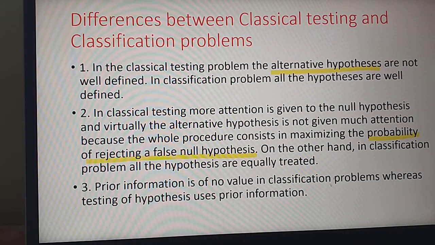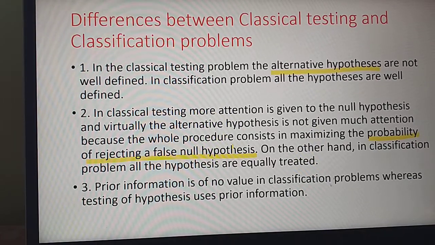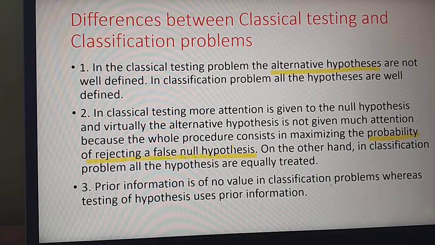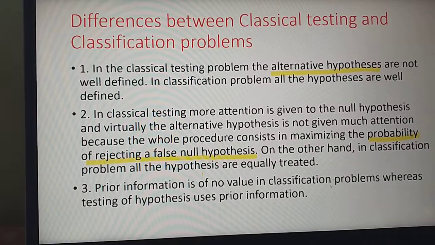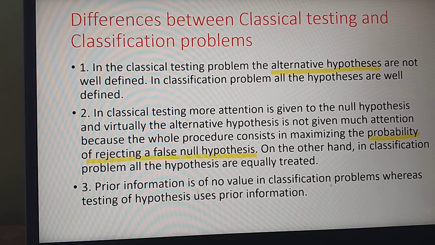So in this case, we give our due attention to the null hypothesis, and the alternative hypothesis is not given as much attention as we give to the null hypothesis. Okay. So on the other hand, in the classification problem, all the hypotheses are equally treated. So they are given equal weights in the case of the statistical classification problem. That is the second difference between classical testing and a classification problem.